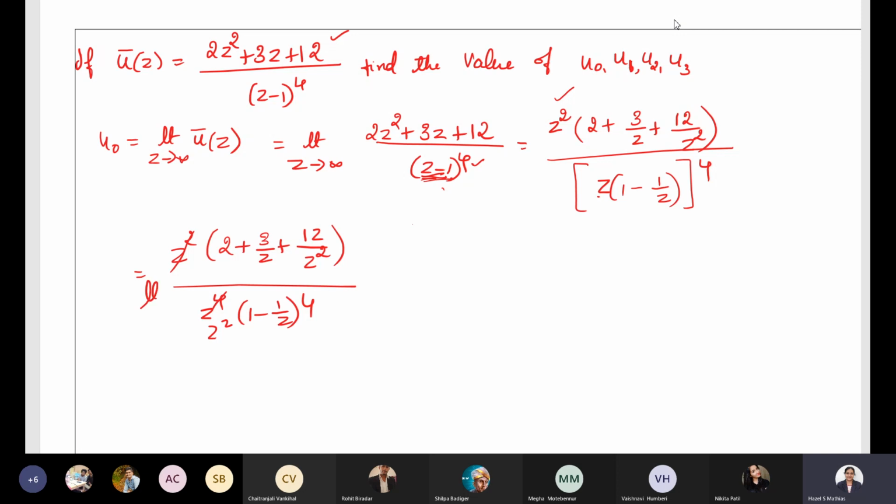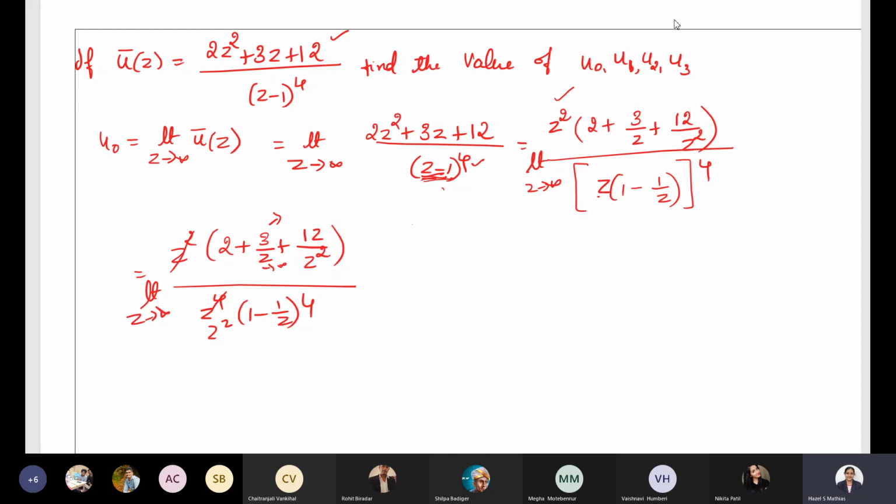Now you apply the limit z tends to infinity. What happens when you apply the limit? See, when z tends to infinity, 3 by z tends to 0, because 1 by infinity is 0. Anything by infinity is 0.